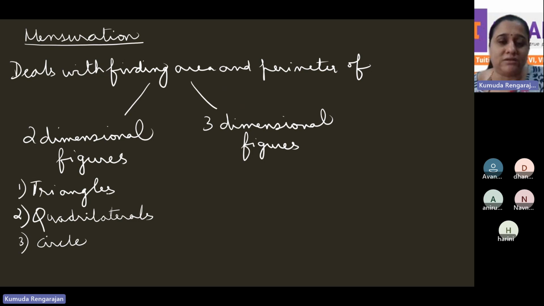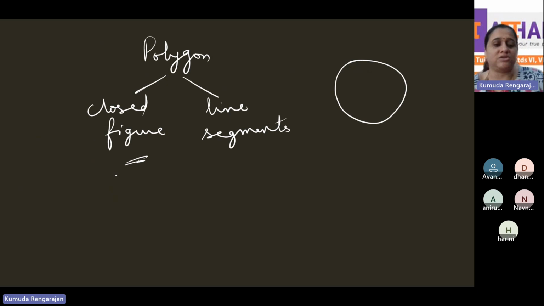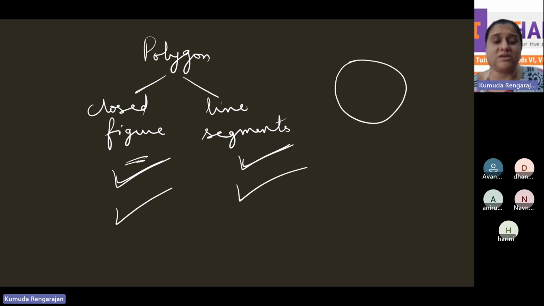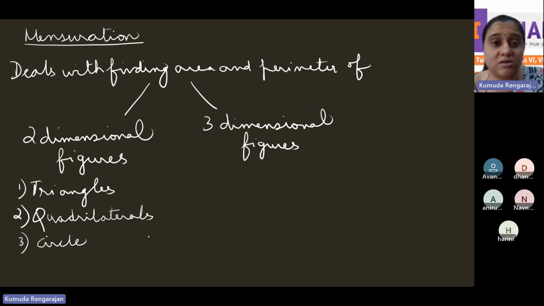Now, a triangle is a polygon because it is a closed figure. It should satisfy both the conditions. A triangle is a closed figure and it is made up of 3 line segments. So it's a polygon. A quadrilateral is a closed figure and it is made up of 4 line segments. So it is a polygon. A circle is a closed figure, but it's not a polygon. So we'll learn how to find the area and perimeter of a circle.